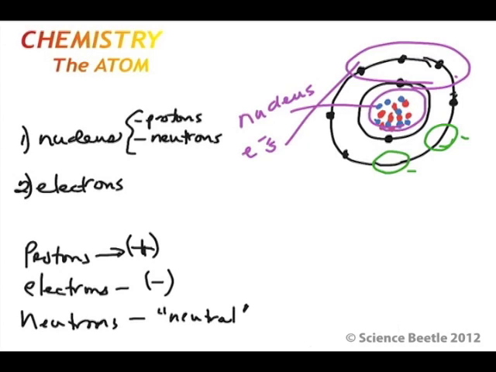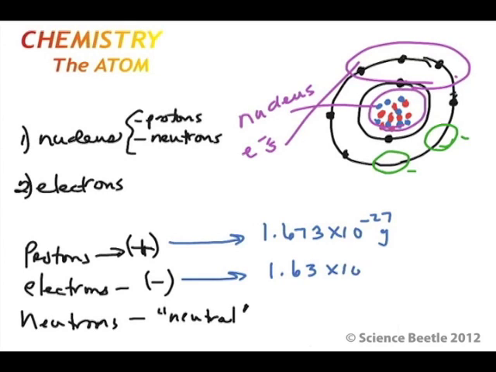Okay. Other items that you need to know about at this point, and I just want to briefly go over this, is going to be the mass associated with each of these. So when you look at protons, protons are going to have a mass of 1.673 times 10 to the negative 27 grams. Electrons are going to have a mass of approximately 1.63 times 10 to the negative 26. And then the neutrons are going to have a mass associated with it of 163 or 65 times 10 to the negative 27.